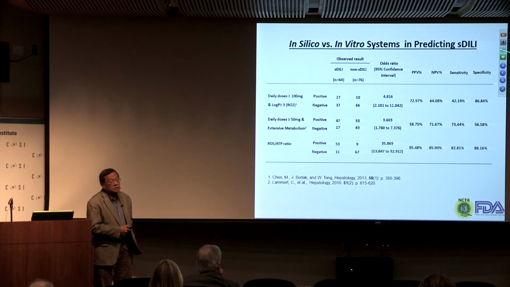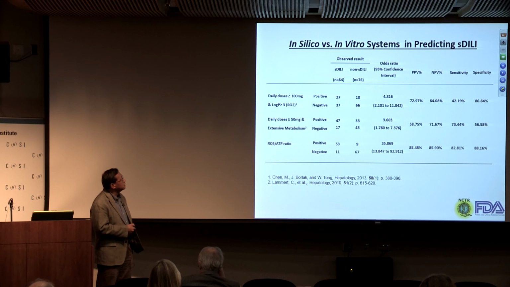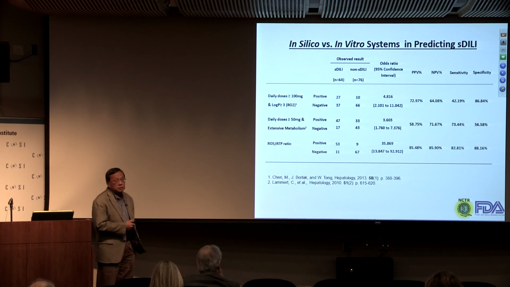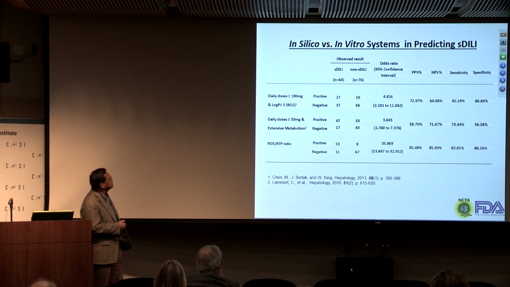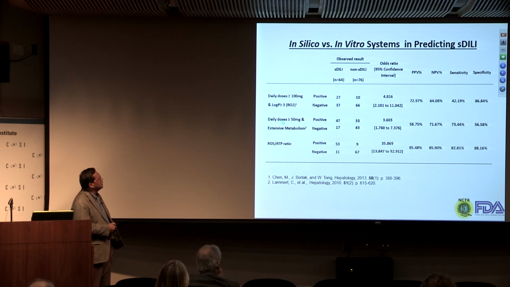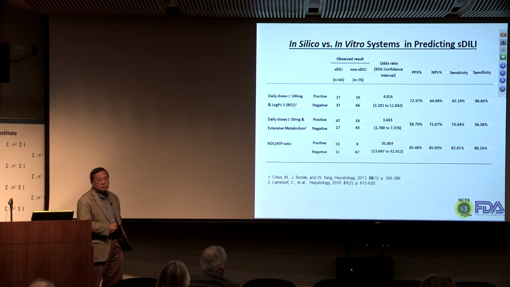And also we compare to the in silico. In early drug development, first people use the in silico model to predict the toxicity, then use the in vitro. So we can see that R2, if the dose is larger than 100 milligram, or the LOCP, that's a lipid facility indication. Also another one is the daily dose and extensive metabolism. You can see that the ROS ATP is performing much better than the in silico model. So I think the ROS ATP has the value to be included in earlier drug discovery.